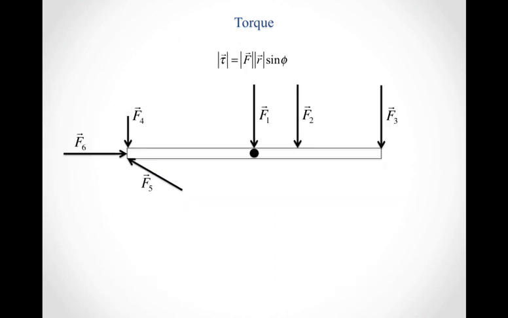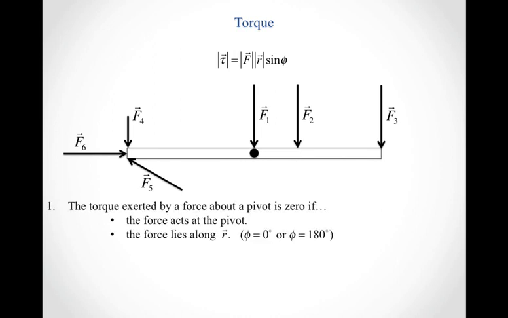So if I think about this equation, what are the important details I want to take away from what it is trying to tell me? The first one is that the torque exerted by a particular force about a pivot is 0 if one of two things is true about that force. One is if the force acts at the pivot. That's what's going on here with force 1. It acts at the pivot, therefore it generates 0 torque about that pivot. Or if the force lies along the same line as r. That's what's going on with force 6.